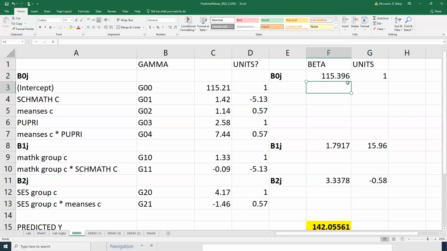There we go, gamma 1, right? And so this is gamma 1. This piece is the math group centered, and this piece is the school math. How many units above or below the mean?